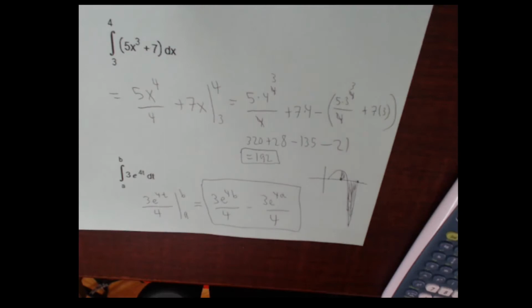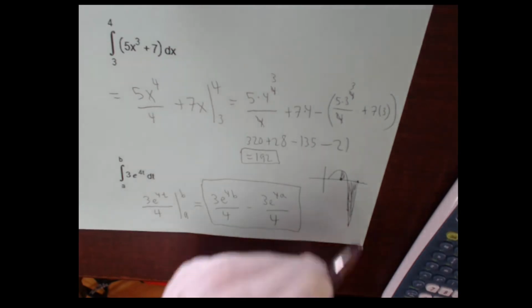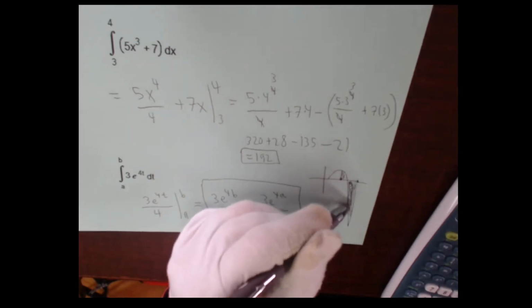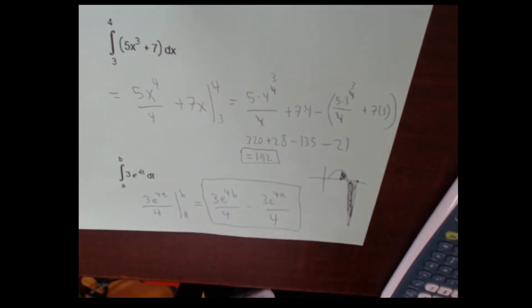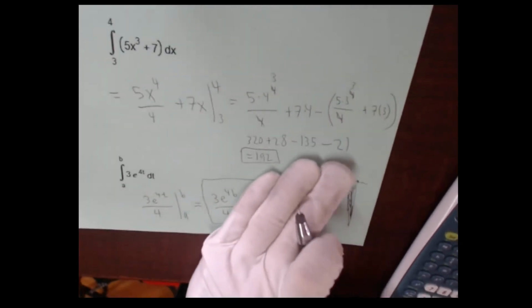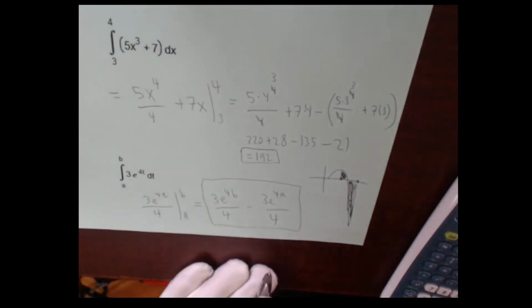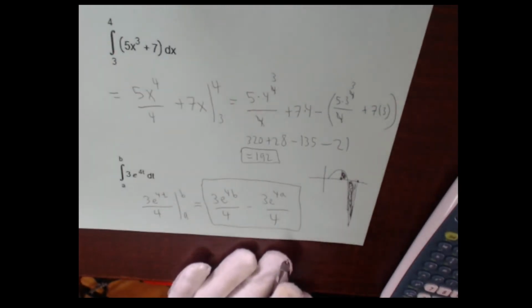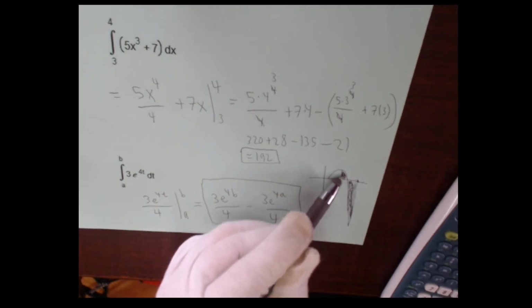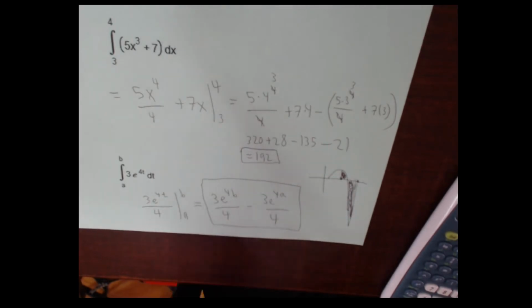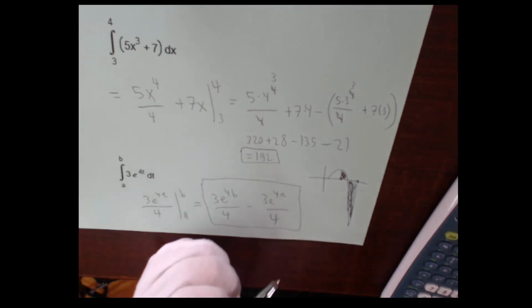That does not mean we have negative area. It just means that there's more area below the x-axis than there is area above the x-axis. Or maybe sometimes there's no area above the x-axis. So don't be afraid when you're doing this that you might get a negative answer for area. That just means you have more area below, which will cancel or just remove any of the positive area above.